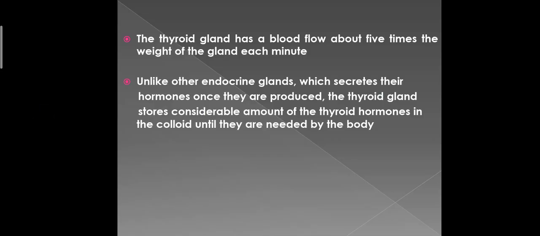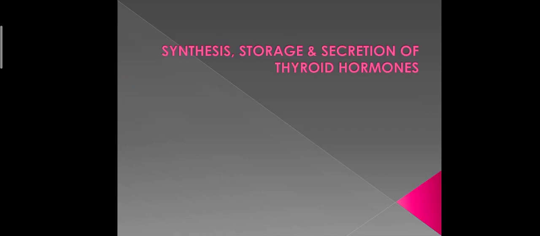The thyroid gland has a blood flow about 5 times the weight of the gland each minute. Unlike other endocrine glands which secrete their hormones once they are produced, the thyroid gland stores a considerable amount of thyroid hormones in the colloid until they are needed by the body. They store a large amount of thyroid hormones. This is a special feature of the thyroid gland. Now, the synthesis, storage, and secretion of thyroid hormones.